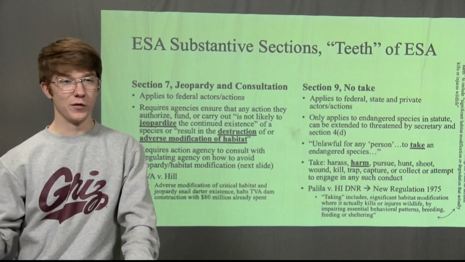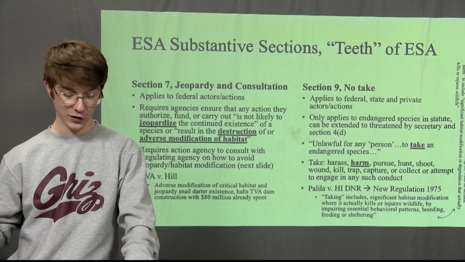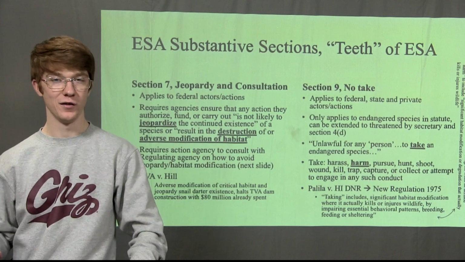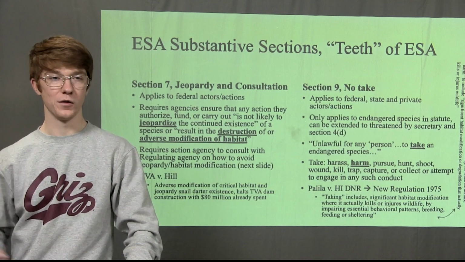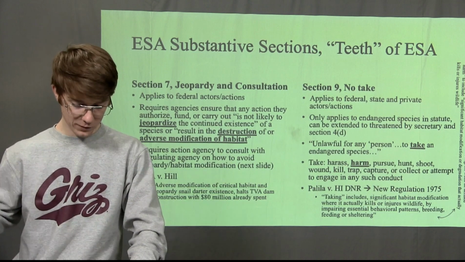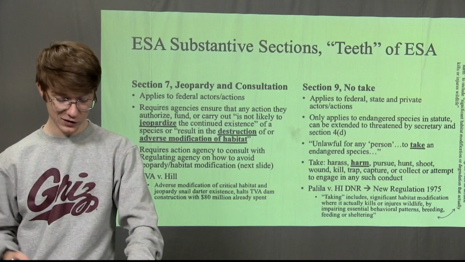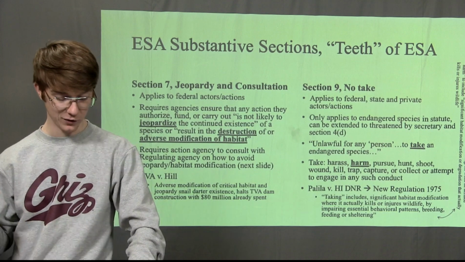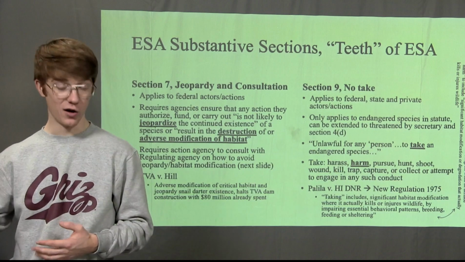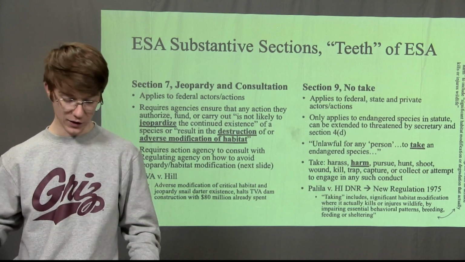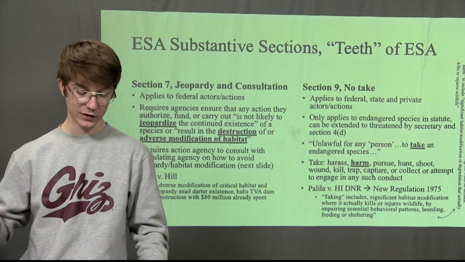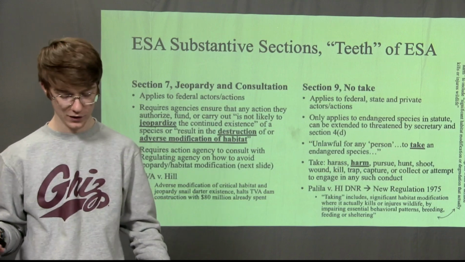But then we got Section 9: unlawful for any person to take any such species. So not only federal, but everyone subject to U.S. jurisdiction, I guess. It makes it unlawful for anyone to take any listed species within the U.S. or territorial sea. The definition of take, like we talked about earlier: harass, harm, pursue, shoot, hunt, wound, kill, trap, capture, collect, or attempt to engage in any such conduct.